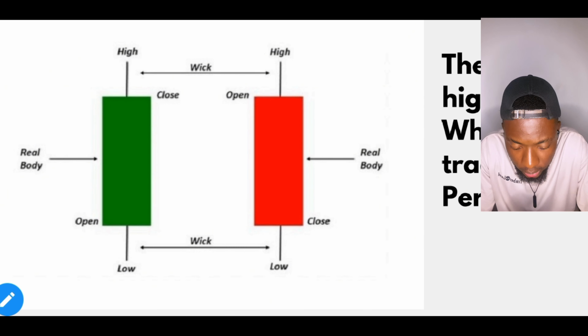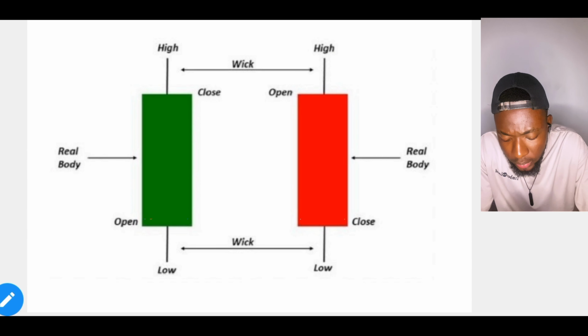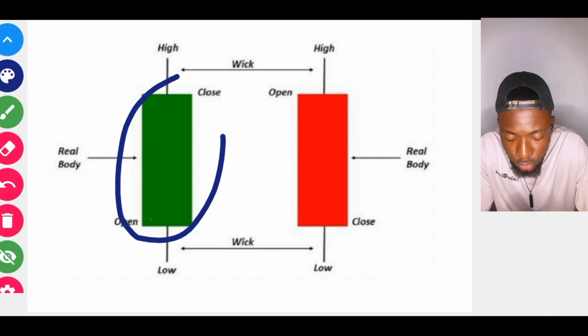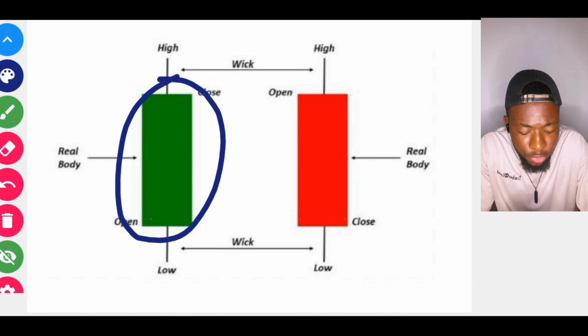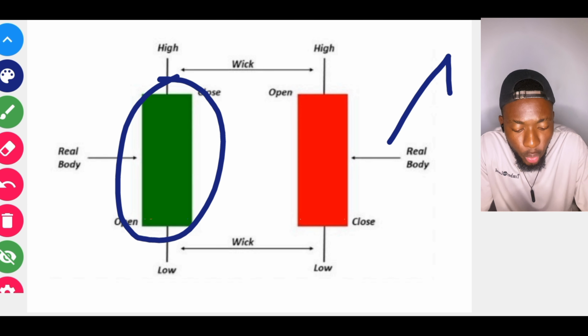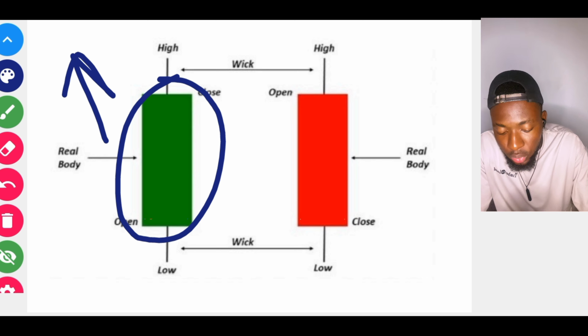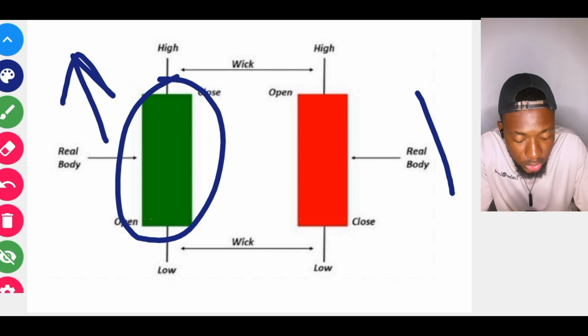If you look here, you can see this is a candlestick. The blue one is a bullish candle. When we say bullish in forex trading, we are talking about going up. So bullish is going up, while bearish is coming down.